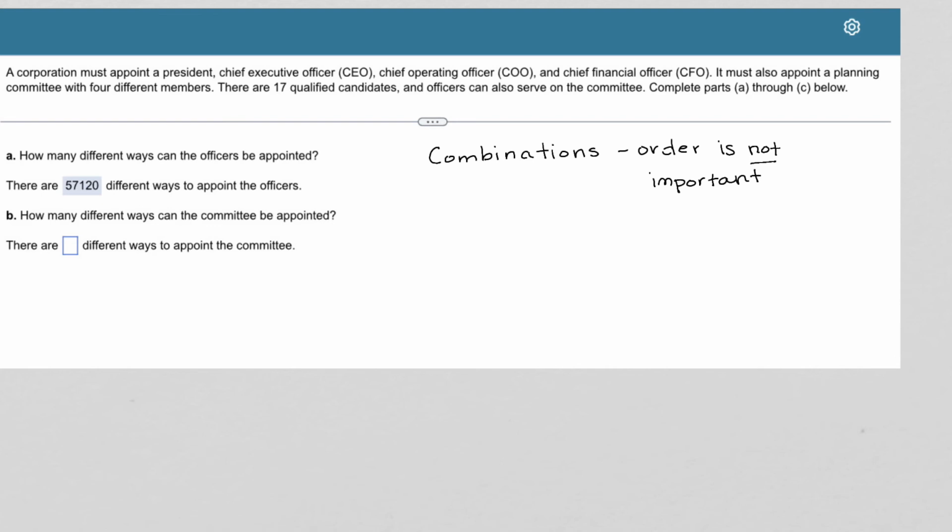So we are going to calculate 17C4. And that gives me 2,380. So that's our answer for part B.